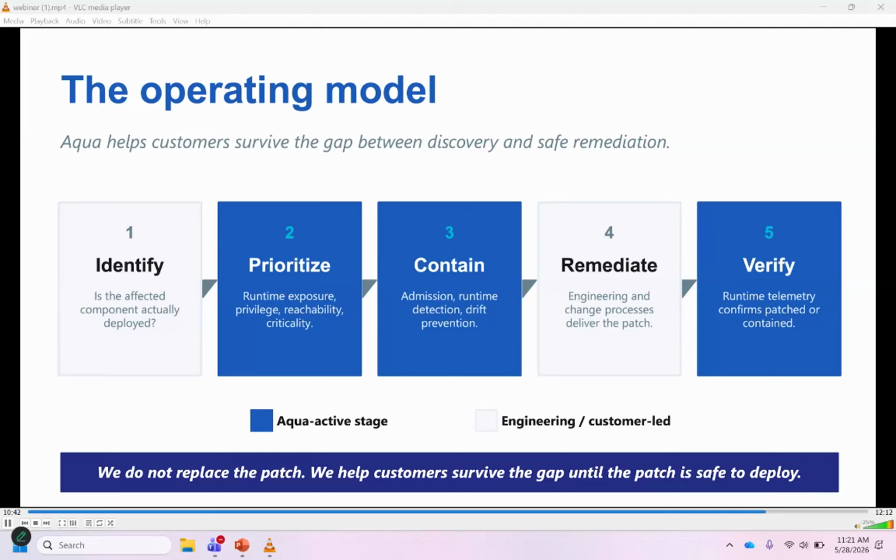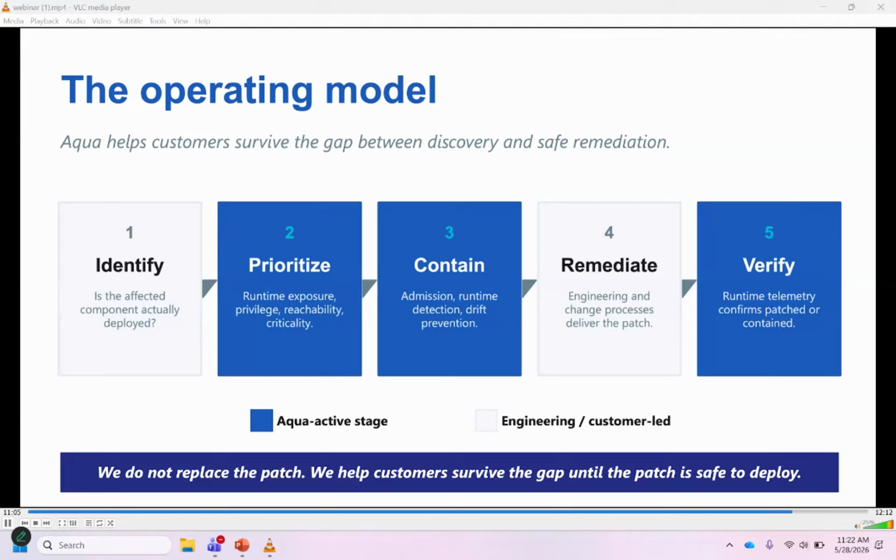Aqua plays in stages 2, 3, and 5. Risk-based prioritization through workload and runtime context. Containment through image assurance, admission control, behavioral detection, and drift prevention. Verification through runtime telemetry and policy compliance evidence. Patching itself stays where it belongs with engineering.